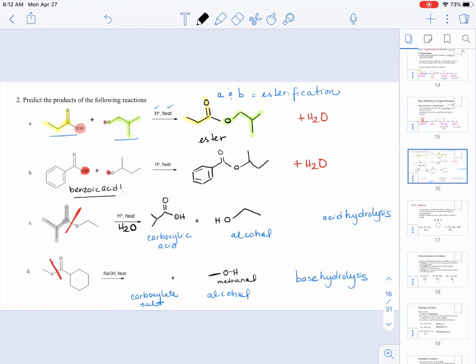And the carboxylate salt is going to be the hexagon with a carbon that is double bonded to oxygen and oxygen that is negatively charged. And in this case, because we're doing base hydrolysis with NaOH, that is going to be paired with sodium.